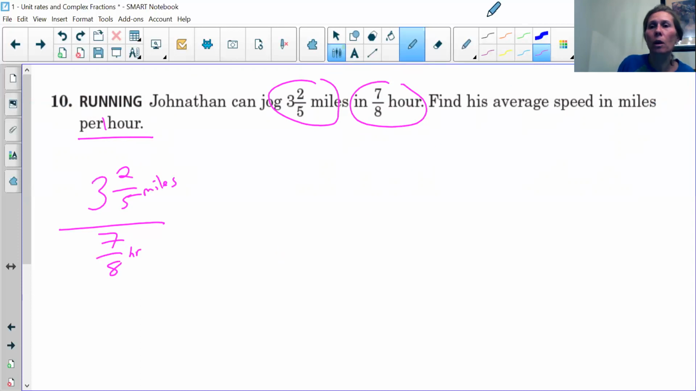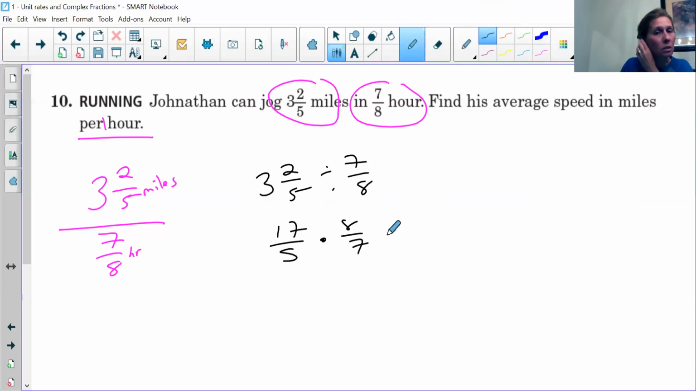Here we go. Rewrite it as 3 2/5 divided by 7/8. Make it improper, 15, 16, 17 over 5 times 8 over 7. SOAR: same, opposite, and reciprocal. All right, there's nothing I can do here. I actually have to just go straight across. All right, let's do it.